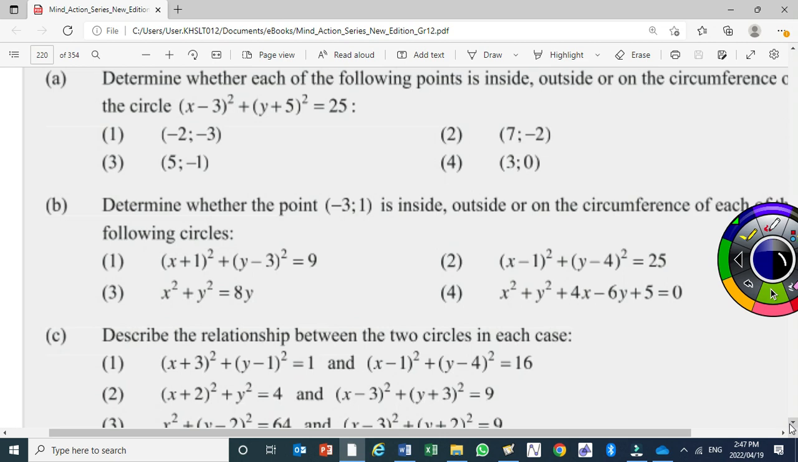Super, where do you get the information for the second step? Which second step? No, the first question, can I have your attention? It says, determine whether each of the following points is inside, outside, or on the circumference of the circle. All right?